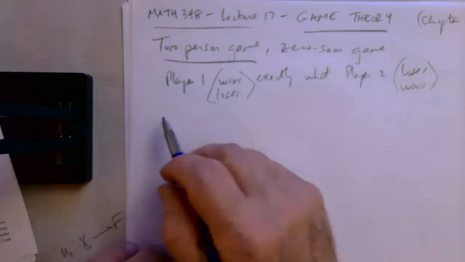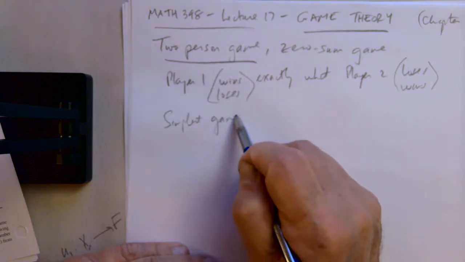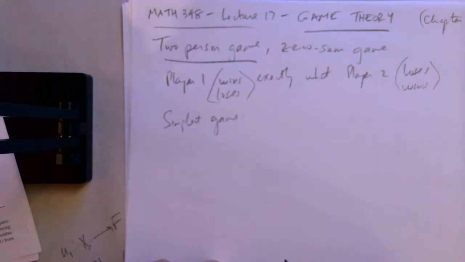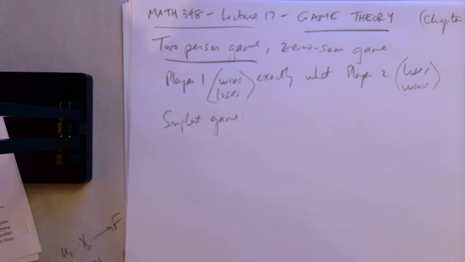And let's take the world's simplest game. So you have two players, and they each, at the same time, put out either one or two fingers. And if they put out the same number of fingers, player one wins $1. And if they put out different fingers, player one loses $1. Player one loses $1 means player two wins $1.